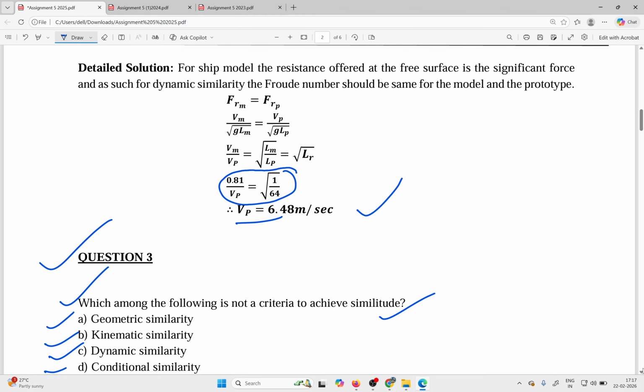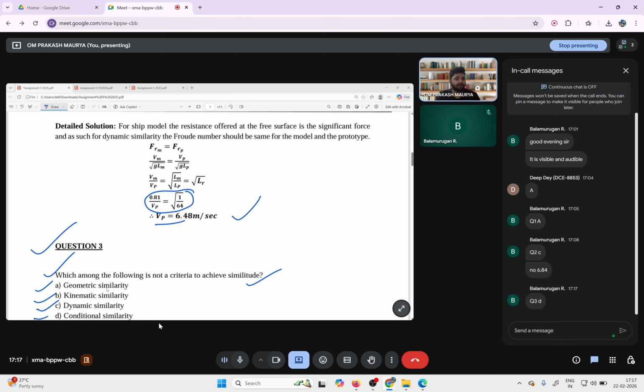Please write your answer, the option, in the chat box. Okay, Bala says for question number 3, D option is correct, conditional similarity. Okay, fine. I'll wait 1 more minute, maybe other students will also tell. Which of the following is not a criteria to achieve similitude? Geometric similarity, kinematic similarity, dynamic similarity, conditional similarity.